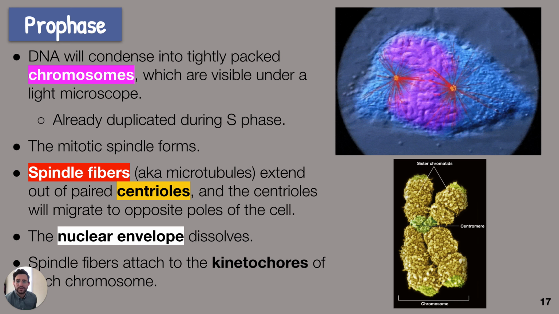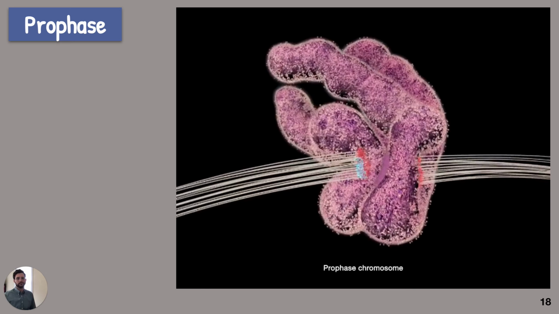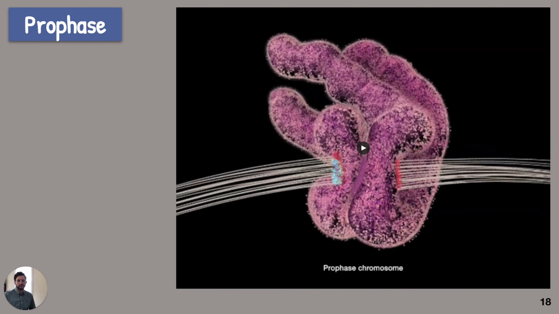Essentially, these microtubules will be able to pull those chromosomes to opposite ends of the cell once we're ready to move those chromosomes. But prophase is essentially DNA condensing, spindle fibers forming, and those fibers attaching to the kinetochores of the chromosomes. During prophase, chromosomes are tugged back and forth towards the mid-region of the cell.